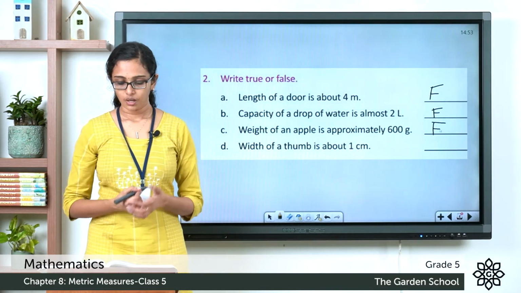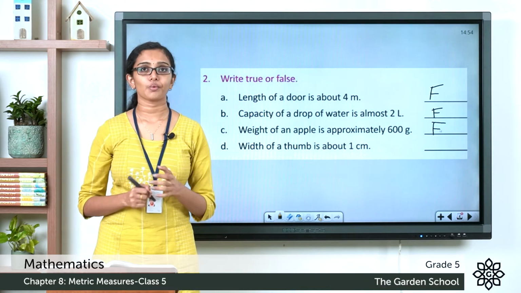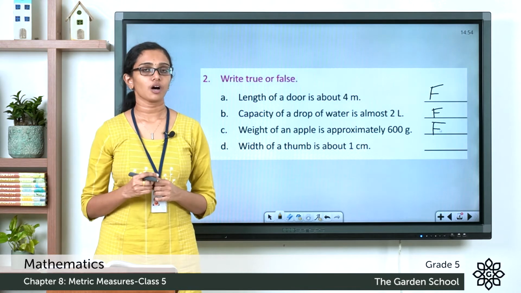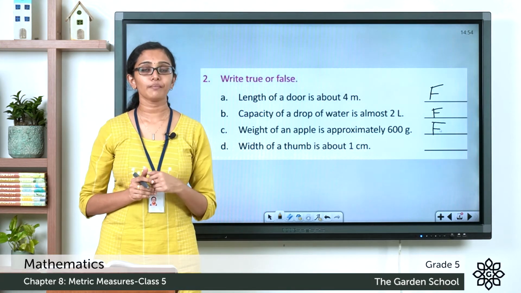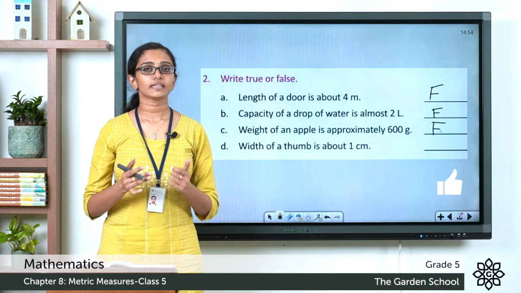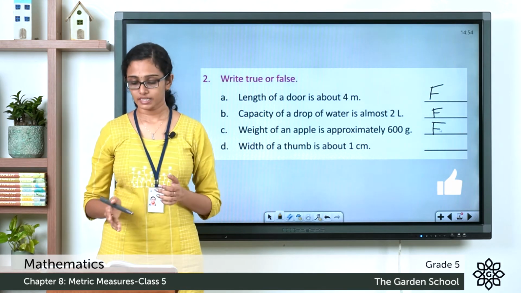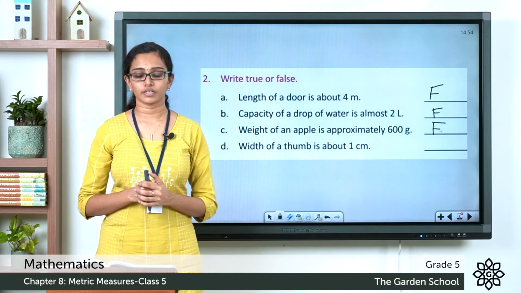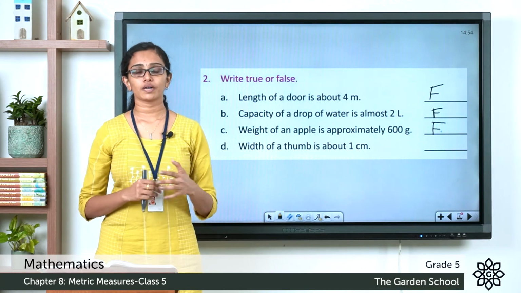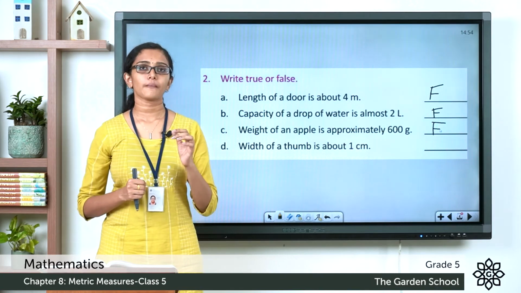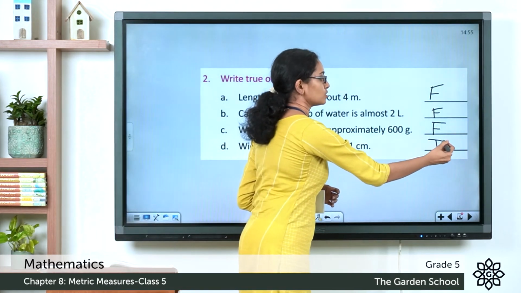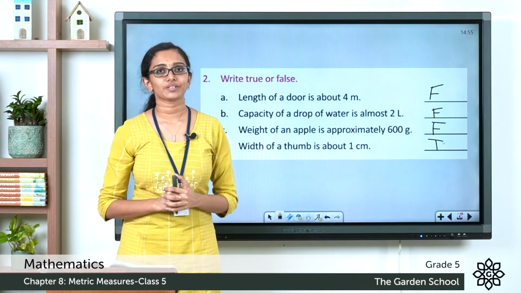Now the last one, width of a thumb is about 1 centimeter. So you check your ruler, you see how much is 1 centimeter, and you check your thumb. Do you think your thumb is 1 centimeter wide? Maybe. Your thumb may be 1 centimeter wide. Here it is said about 1 centimeter. So they are not insisting that it's 1 centimeter. It may be about 1 centimeter. So this statement may be true. So we can write T for true there. Hope you are clear with these questions.